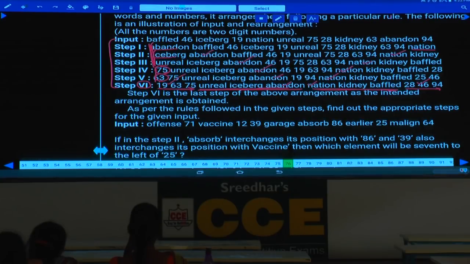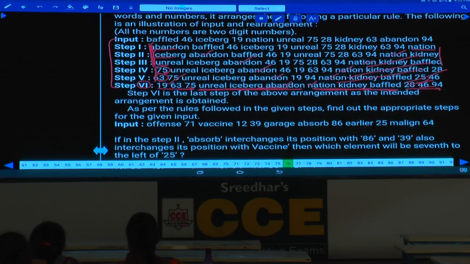And similarly the last words, if you observe here, nation, kidney and baffled. That means all these words will be shifted to the left hand side, and the numbers will be shifted to the left hand side. Clear now? Now this is about question number 76 to 80. All these 5 questions are based on the same logic and the same pattern followed in the above example.